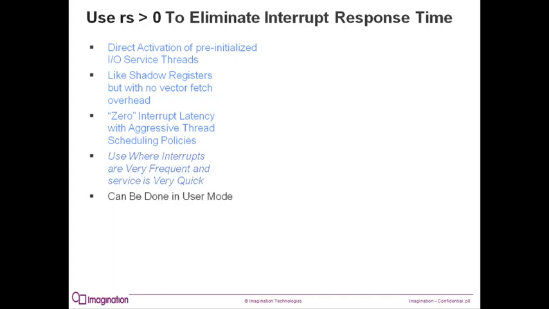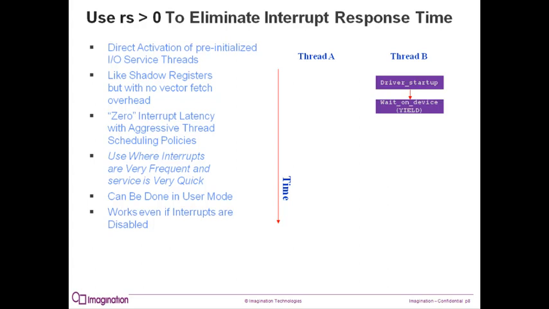The yield instruction can be used in user mode, so there is no need to switch to kernel mode to execute it. Interrupts do not have to be enabled. Say we have two threads in our system, thread A and thread B. Thread B starts an I/O call and uses the yield instruction to wait for the I/O to complete.